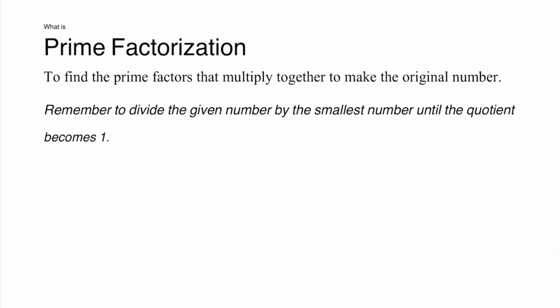This leads us to the next section about prime factorization. What is prime factorization? Prime factorization is a method to find prime factors that will multiply together in order to make the original number. So here we have to remember to divide the given number by the smallest number until the quotient becomes 1. The smallest number is the prime factor.